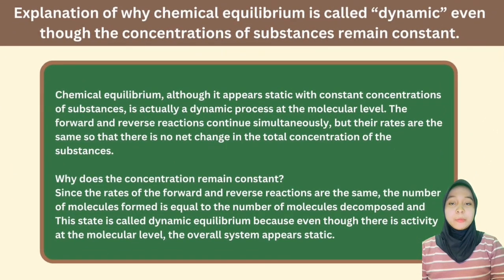Okay, next, chemical equilibrium, although it appears static with constant concentrations of substances, is actually a dynamic process at the molecular level. The forward and reverse reactions continue simultaneously, but their rates are the same so that there is no net change in the total concentration of the substances. Why does the concentration remain constant? Since the rates of the forward and reverse reactions are the same, the number of molecules formed is equal to the number of molecules decomposed. This state is called dynamic equilibrium because even though there is activity at the molecular level, the overall system appears static.